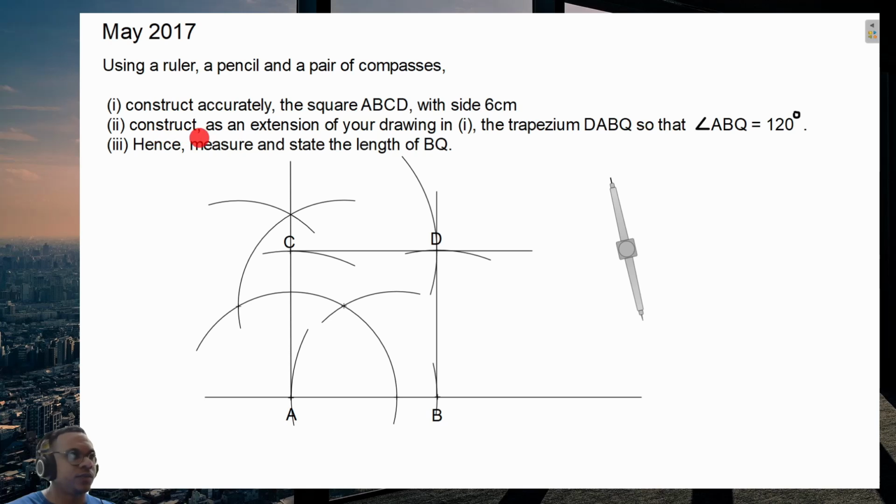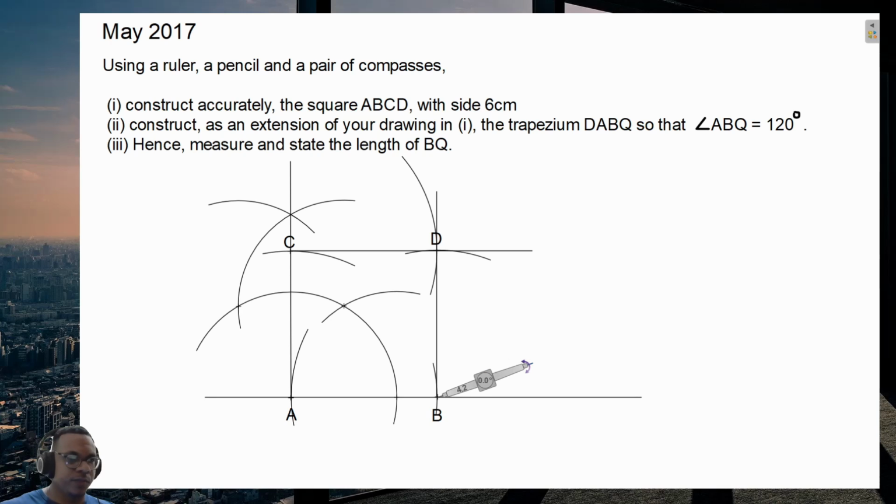Now in part 2, they want us to construct an extension of the drawing to form this trapezium DABQ so that the angle ABQ is equal to 120 degrees. Now we know the vertex of the angle is always at the letter in the middle, so the vertex of this 120 degree angle would be at B. So we'll come here at B, at this point, and construct a 120 degree angle.